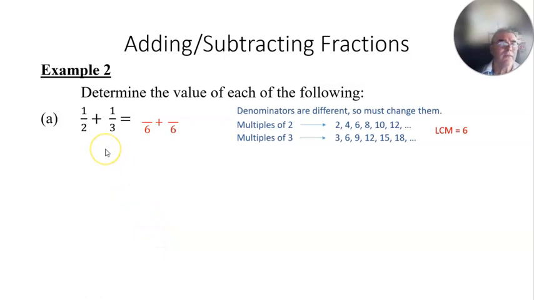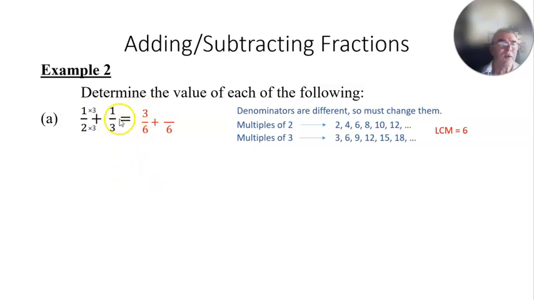Now that we've done that, to change the denominator of 2 to a 6, we've got to times it by 3, which means we need to do the same with the numerator, so 1 times 3, and that gives us our first fraction of 1/2 is the same as 3/6.